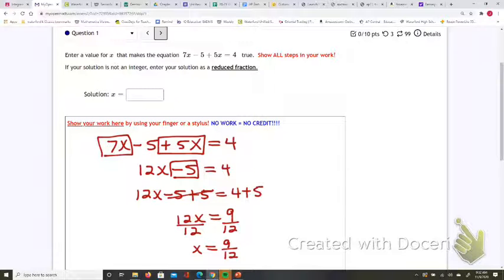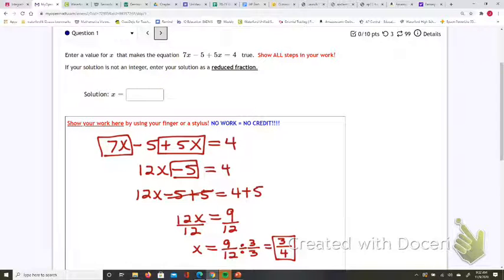We're not quite finished on this one because this one reduces. 9 and 12 will both divide by 3. 9 divided by 3 is 3. 12 divided by 3 is 4. And so your answer is 3/4. So now you're going to go type 3/4 into the answer and then move on to number 2.